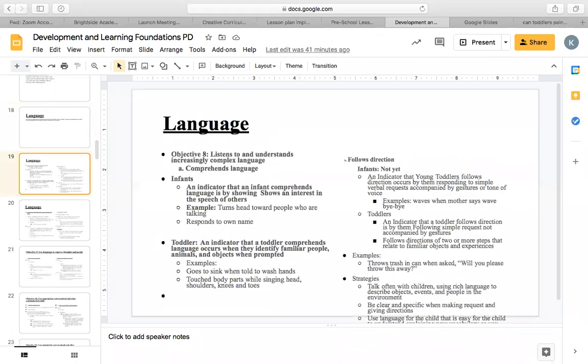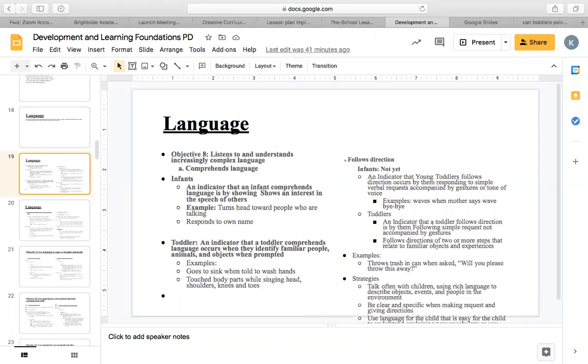Objective 8. Listens to and understands increasingly complex language. Comprehends language. Infants. An indicator that an infant comprehends language is by showing interest in the speech of others. Example, turns head towards people who are talking. Toddler. An indicator that a toddler comprehends language occurs when they identify familiar people, animals, and objects when prompted.